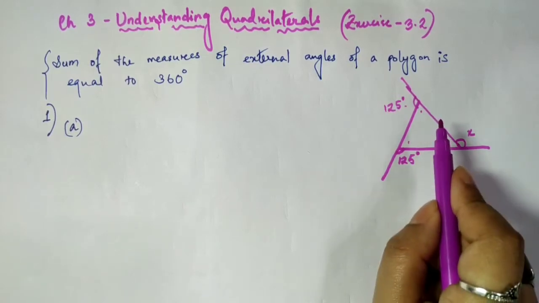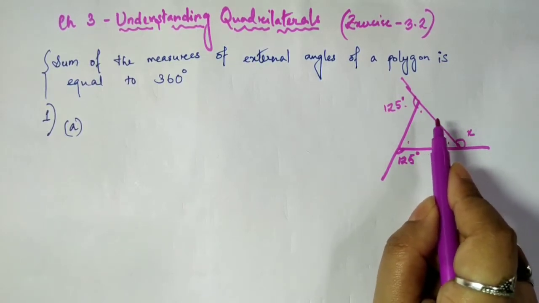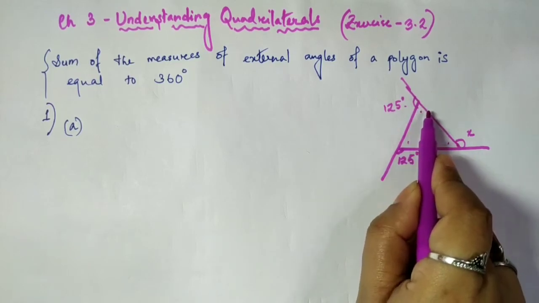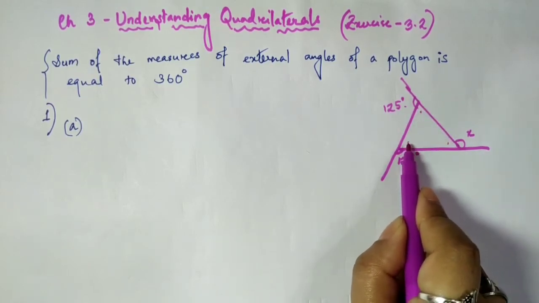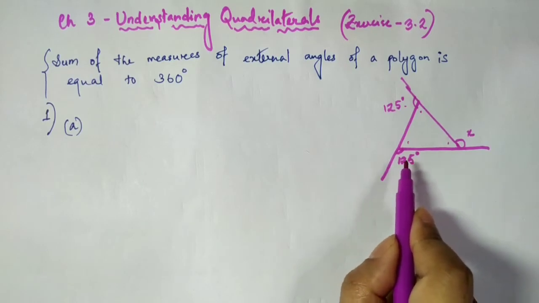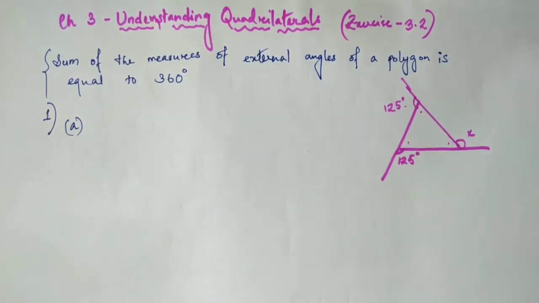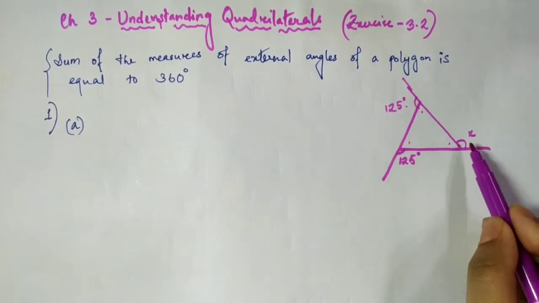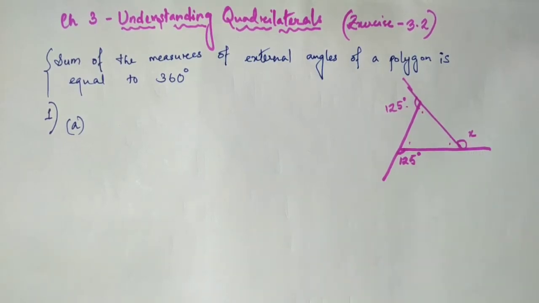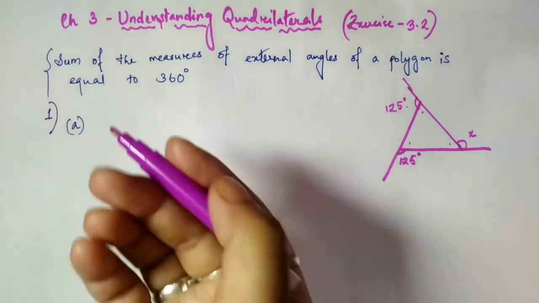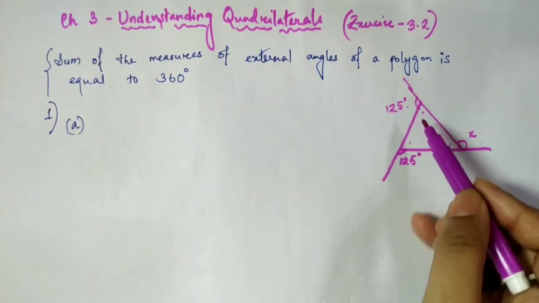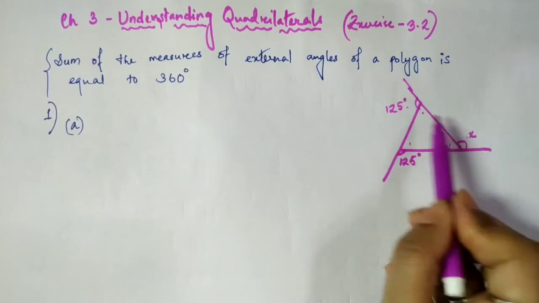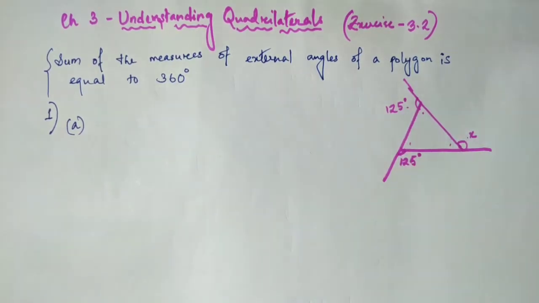So we can do it obviously in a lengthier process: we find this angle by the linear pair of this one, again find this angle using the linear pair of this one, then use the angle sum property of a triangle to find the third angle, and then again find x. That will be a long process. Instead, since we already have the property that the sum of the exterior angles of a polygon is equal to 360, this plus this plus this is equal to 360 degrees.